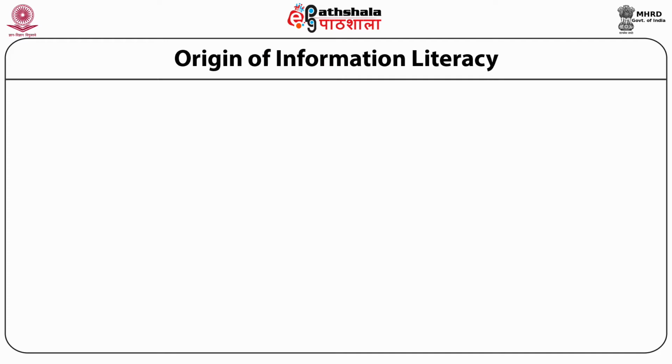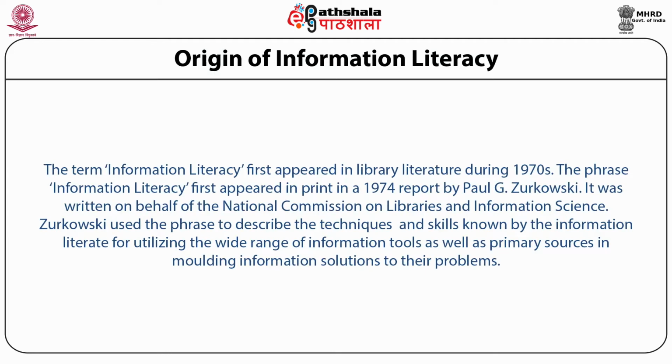Now we will see what is the origin of information literacy. The term information literacy first appeared in library literature during 1970s. The phrase information literacy first appeared in print in a 1974 report by Paul G. Zurkowsky. It was written on behalf of the National Commission on Libraries and Information Science. Zurkowsky used the phrase to describe the techniques and skills known by the information literate for utilizing the wide range of information tools as well as primary sources in molding information solutions to their problems.